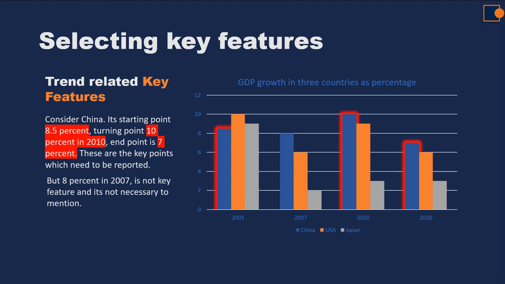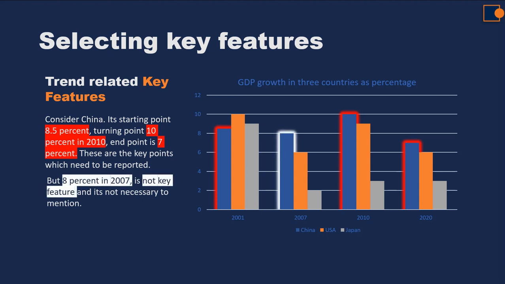And the one in 2007, which is 8%, is not a key feature. So it's okay for you not to mention or write anything about that part. That's why I'm explaining that you should only mention key features, and if something is not so critical, then you should ignore it, because you won't get good marks if you keep focusing on too much detail on everything.